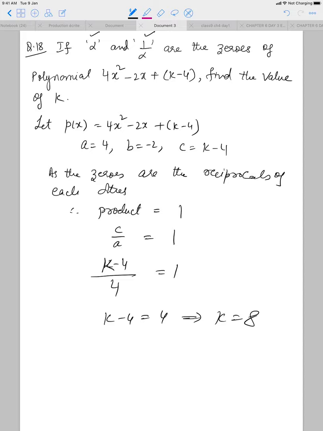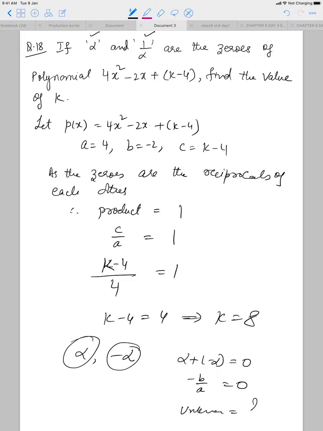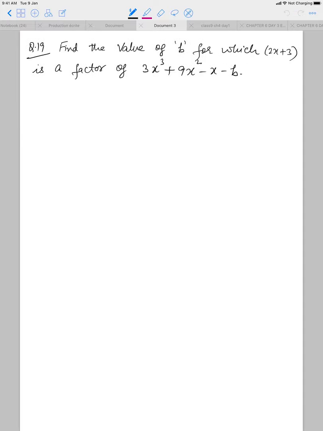Similarly, if the zeros would have been alpha and minus alpha, in that case nothing to do with the product. We can say the sum of the zeros will be equal to 0. Find the sum from the polynomial using the formula minus b upon a, put it equal to 0, and whatever unknown value is there, you will get the answer for that. Okay. Next, question number 19.